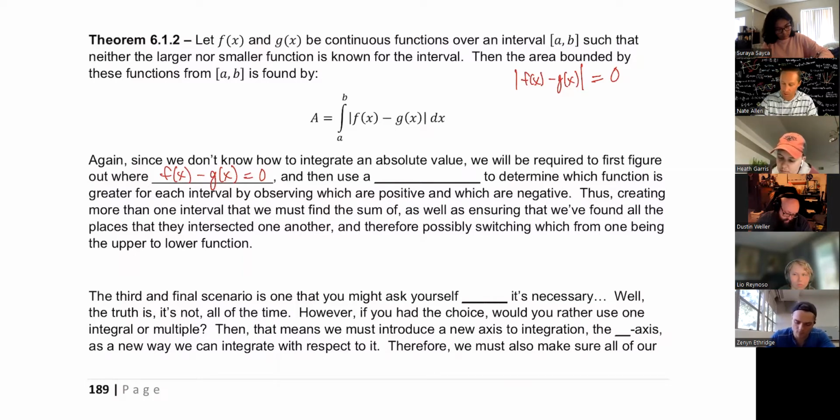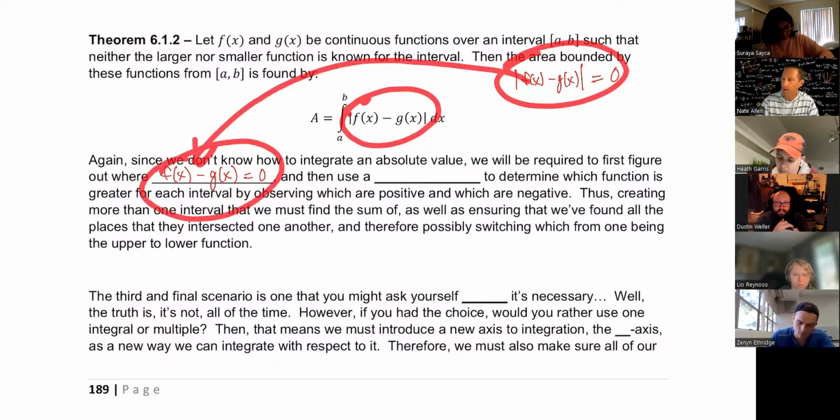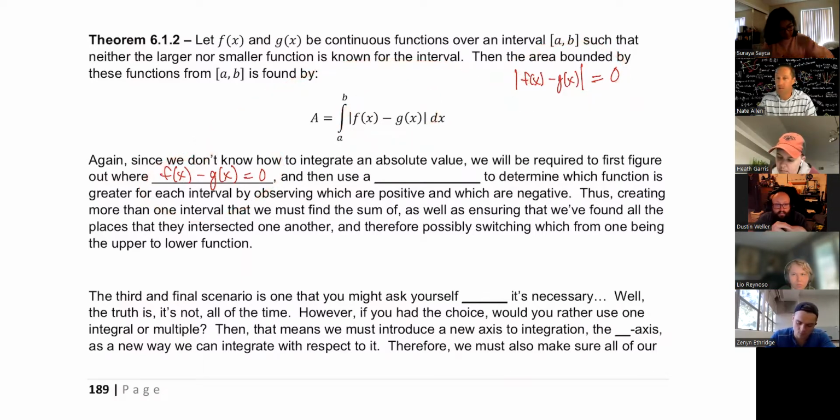So the first thing we are going to do is take that thing and figure out where it's equal to 0. But that only tells us where they're the same, where f of x is equal to g of x, right? That's the only way that they'll be 0. So what else do we have to do to figure out which one is above and which one is below?